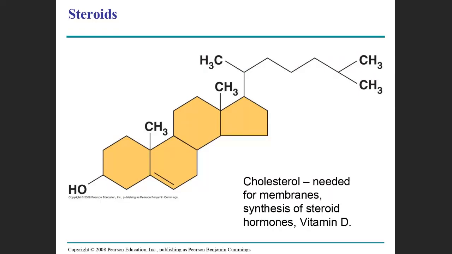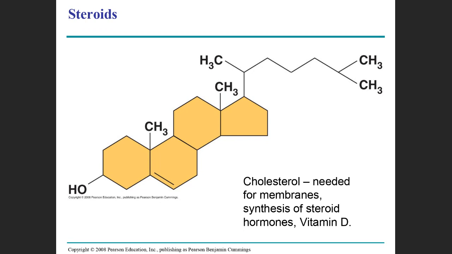Now, sterols or steroids are also extremely important. And the most common sterol is cholesterol. We've all heard of cholesterol, right? Is cholesterol good or bad? Well, cholesterol is both good and bad.